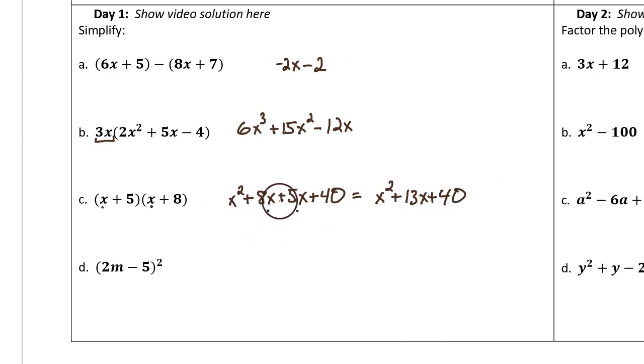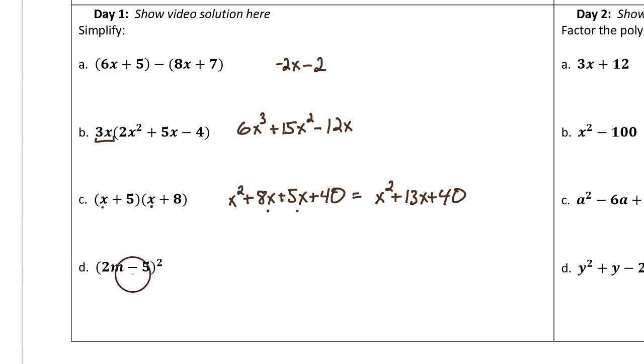I encourage you to skip this entire middle step right here and go directly to the final answer. And the way you do that is by doing your outer and inner product in your head. X times 8 is 8x, 5 times x is 5x, and then mentally combine those together.